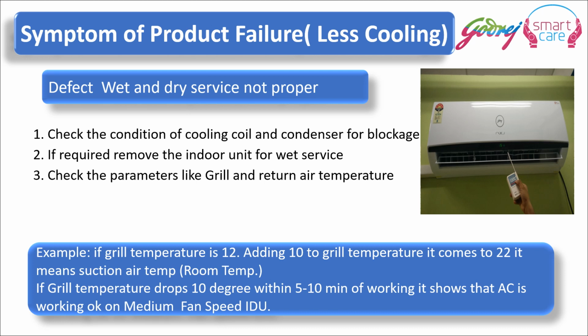If the grill temperature is 12, adding 10 to the grill temperature makes it 22, which means the suction air temperature. If the grill temperature drops 10 degrees within 5 to 10 minutes of working, it shows that the AC is working okay on medium fan speed, RDU unit.